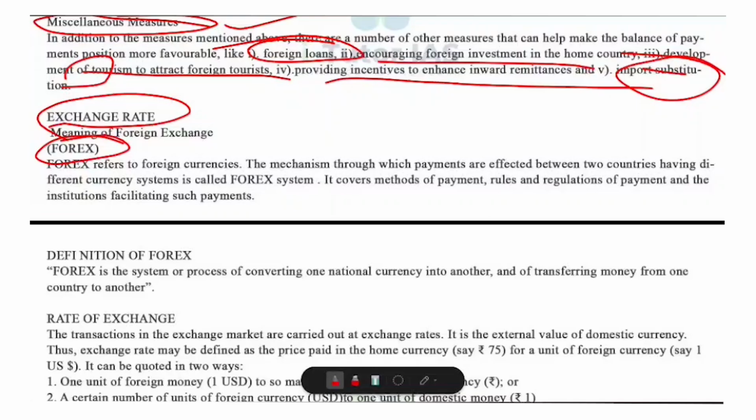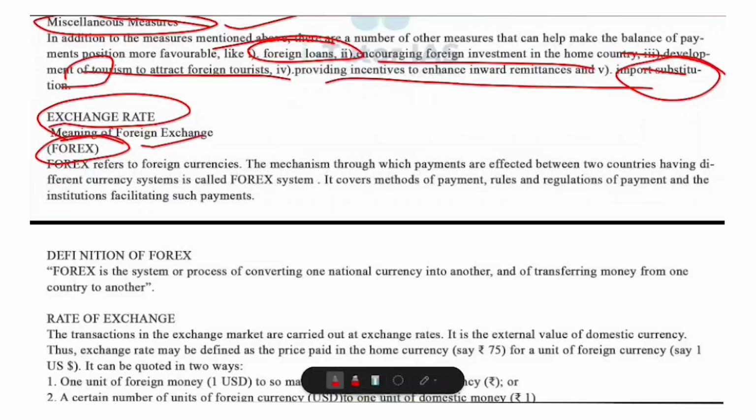So, think of Forex as the money of other countries. Just like India has rupees, US has dollars and Japan has yen. When countries trade with each other, they cannot use their own currency directly. They need to exchange it into other countries' currency. For example, suppose India wants to buy oil from Saudi Arabia. India cannot pay in rupees. Saudi Arabia wants US dollars or reals. So India must convert rupees into dollars or reals, and this happens in the Forex system.